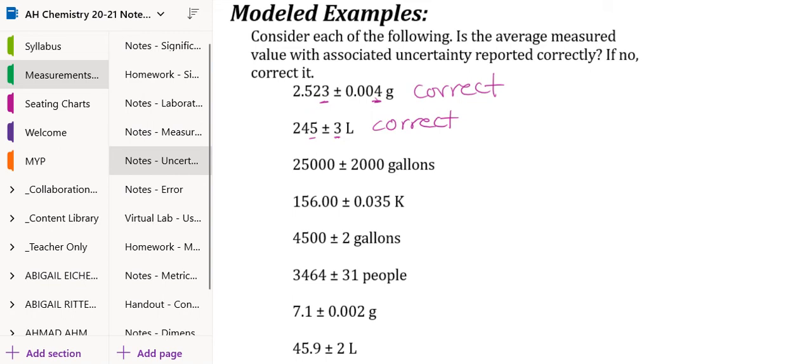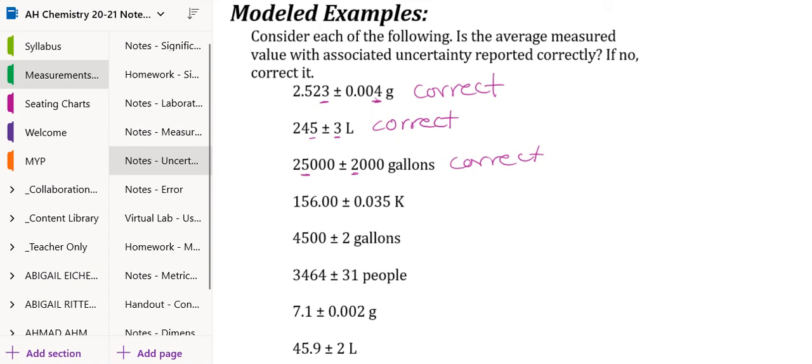Okay, the next one. 25,000 plus or minus 2,000 gallons. My uncertainty, is there one significant digit? Yes. The 2 in the thousands place, right? And is that 2, that one significant digit in my uncertainty, in the same place as the last significant digit in my measured value? Yes, right? The 5 is my last significant digit in the measured value. So is this one reported correctly?